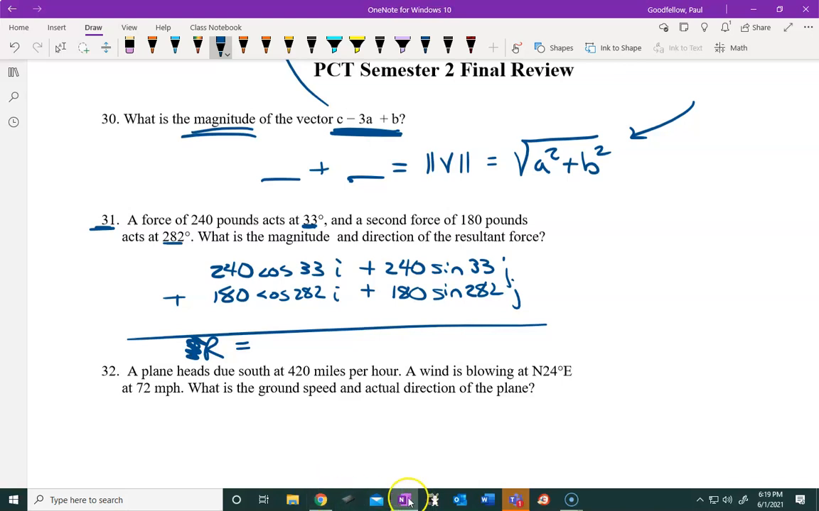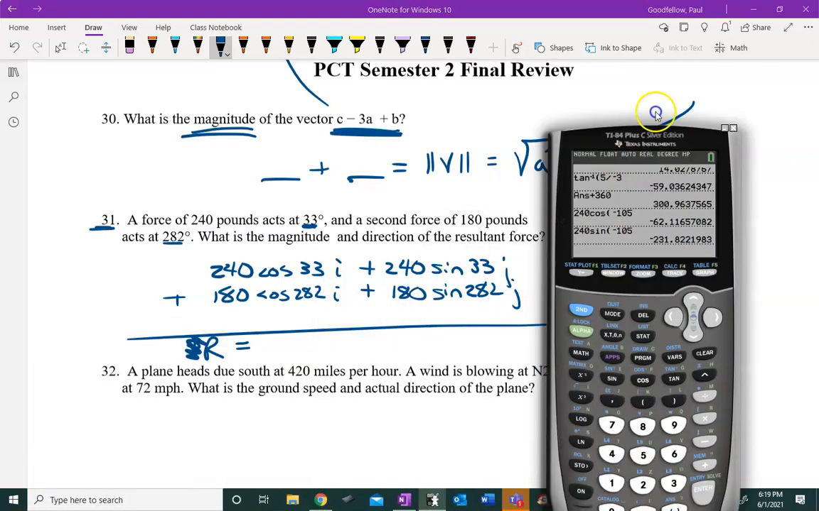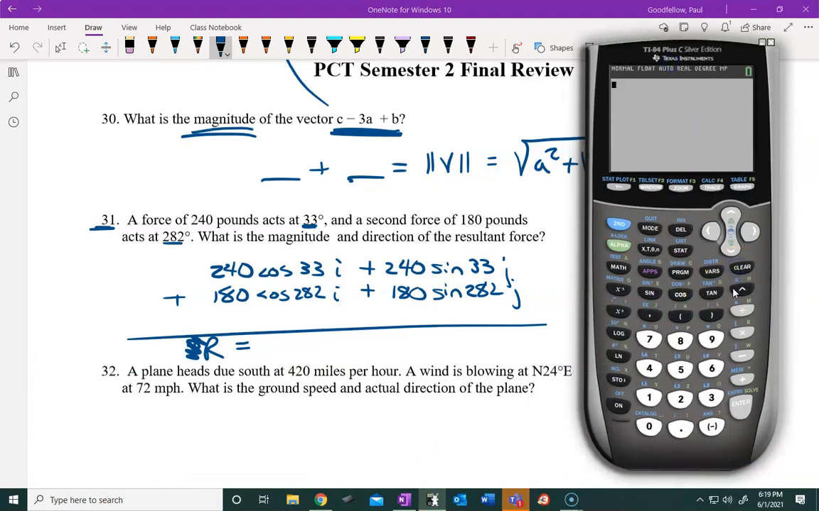And this is what it would end up looking like. So I'm going to plug one of these out. This is a pretty basic, straightforward vector question. 240 cosine of 33, and that would be added to 180 cosine of 282. And probably at a good time like this, I would store this as alpha A. And that answer is 238.7. I'm storing them because I'm going to use them later to calculate the magnitude and direction.